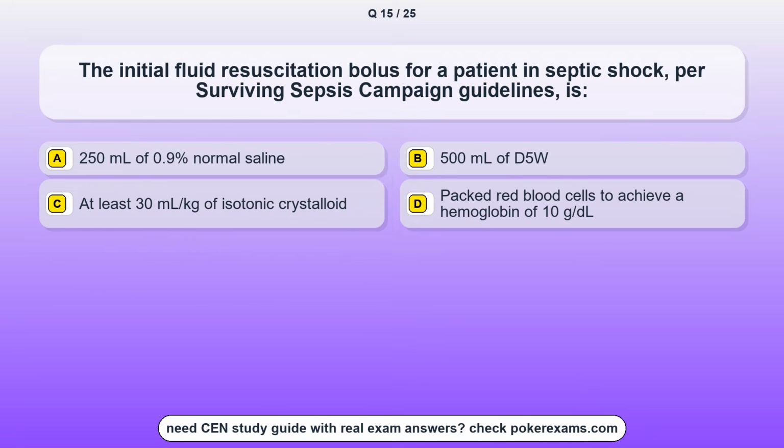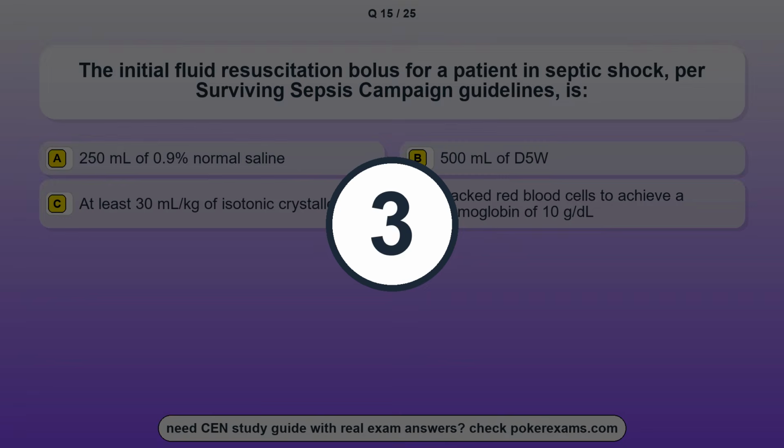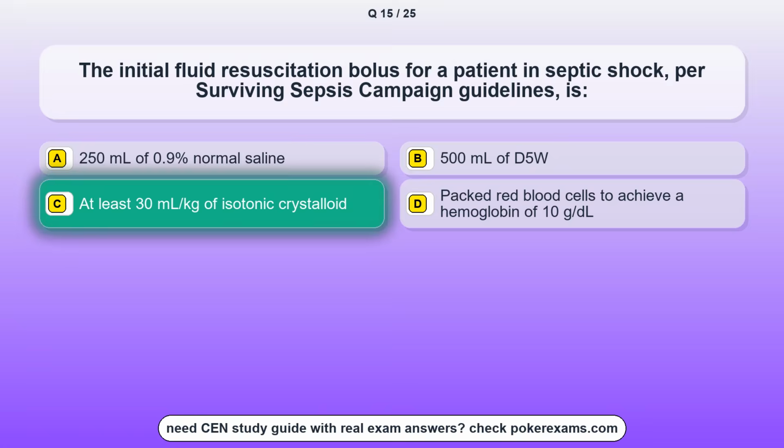Question 15. The initial fluid resuscitation bolus for a patient in septic shock, per Surviving Sepsis Campaign guidelines, is: option A, 250 mL of 0.9% normal saline. Option B, 500 mL of D5W. Option C, at least 30 mL/kg of isotonic crystalloid. Option D, packed red blood cells to achieve a hemoglobin of 10 g/dL. The correct answer is option C, at least 30 mL/kg of isotonic crystalloid.